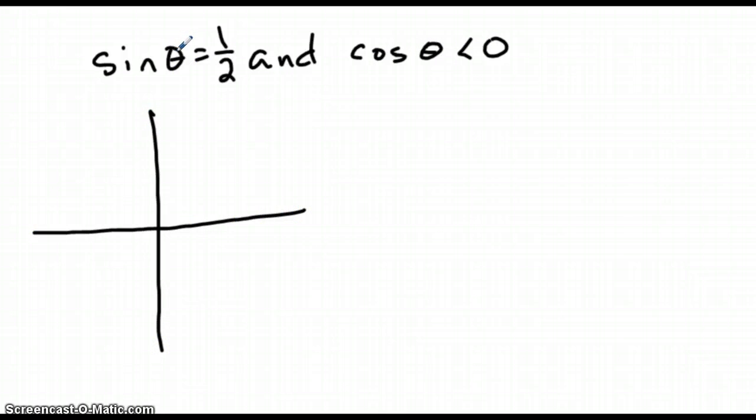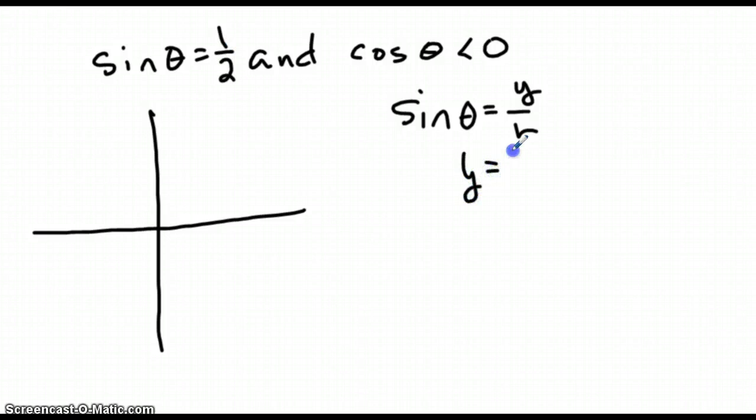All right, sine, so our y values are positive in the first and second quadrant. Cosine is positive in the first and negative in the second. So this has to be in the second quadrant. Also, we know that sine of theta is y over r. That means that our y value equals 1. Our radius is 2, but we need to figure out what x is.